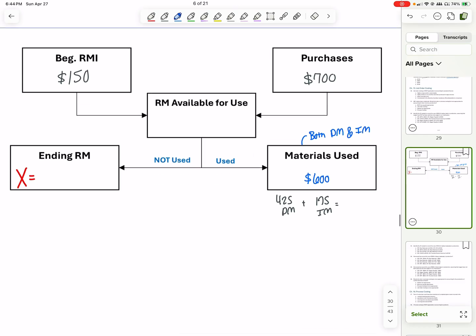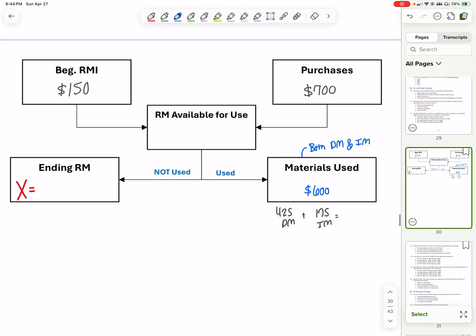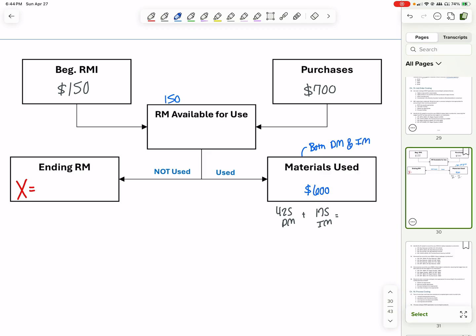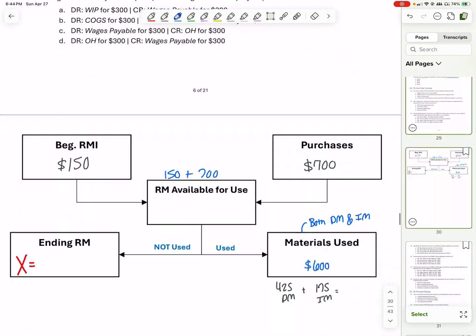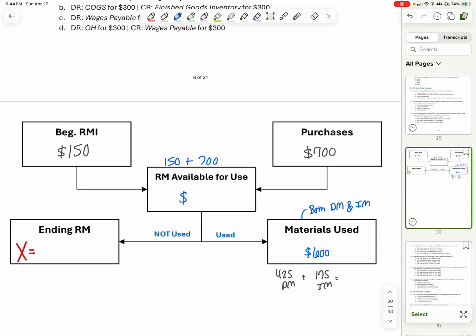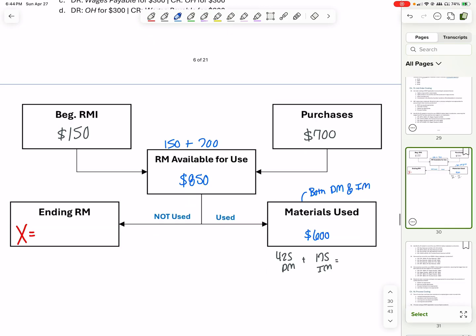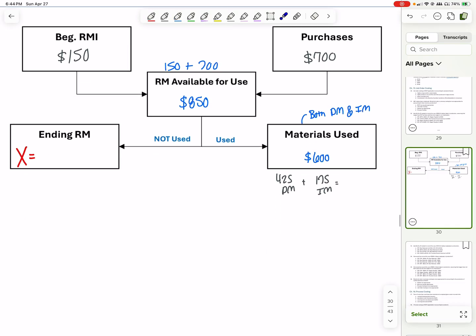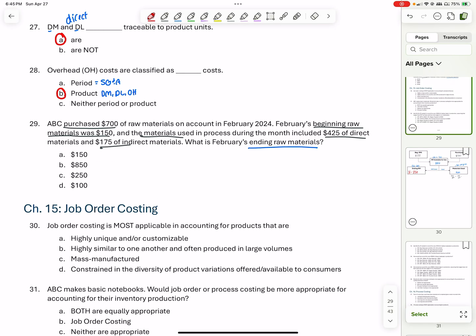So $600. My total raw materials available for use had $150 flowing into it from beginning, purchases of $700. Add that to it. That gives me $850 in raw materials available. Of that $850, $600 of it was used. So how much of it would still be left? That would be $250.